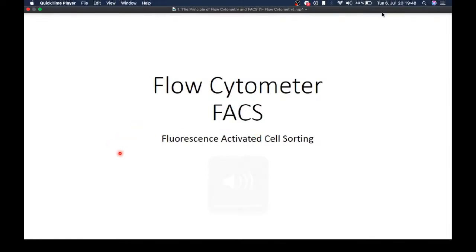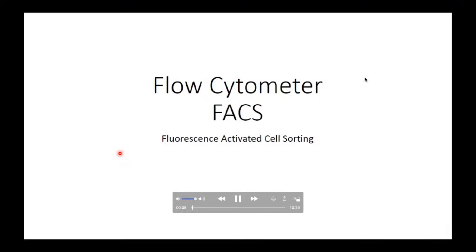Hello guys, in this video I'm going to speak about a very interesting mechanism called the flow cytometer and FACS. Actually I did two videos, and in this video I'm going to mention specifically flow cytometer, and in the next video I'm going to mention the FACS mechanism, fluorescence activated cell sorting. Let's start speaking about flow cytometer.